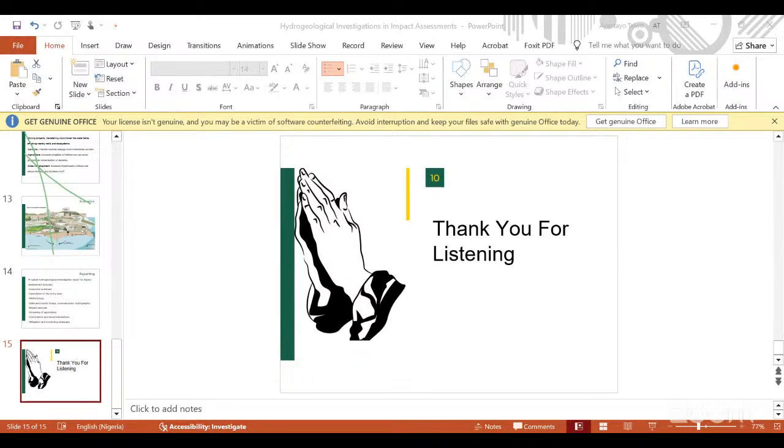Let me take it again. What are the parameters required to determine the impact of hydrological flow regime of a river? And how do I get this data? Is there any secondary source of such data? Thank you, sir.